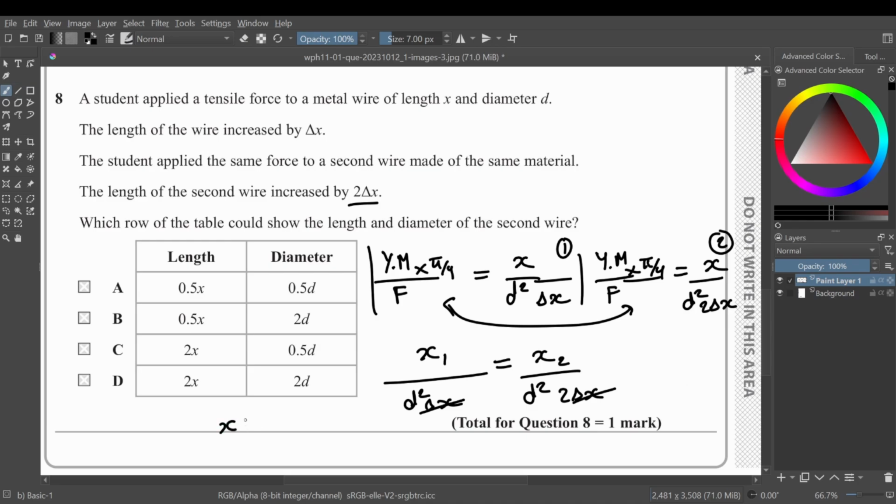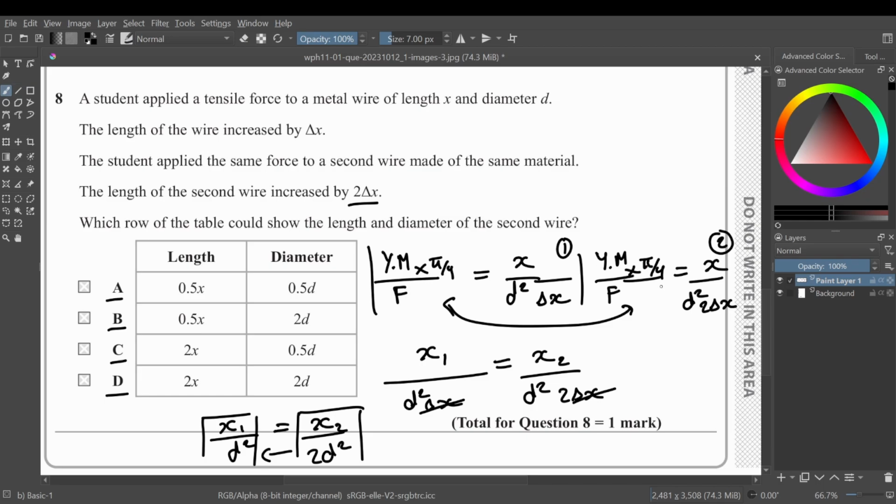Now you will be left with x1 by d square is equal to x2 by 2 times d square, right? So now your main mission is basically to take the values from A, B, C and D, the length and diameter values, and input them in here. If the value of the right side is equal to the value of the left side, then your answer is basically correct, right? So let's do it right now.